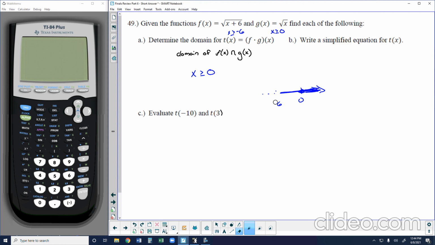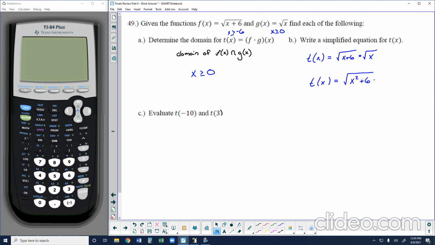You could also write an equation and then graph that equation, and we'll do that here in a second because part B says to write a simplified equation for t of x. So t of x is the multiplication of f of x and g of x. So I can take the square root of x plus 6 and multiply that by the square root of x. Because both of these are square roots, I can multiply together the radicands. So x plus 6 times x would be a distribution. X times x is x squared plus 6x. And again, this is where x is greater than or equal to 0.